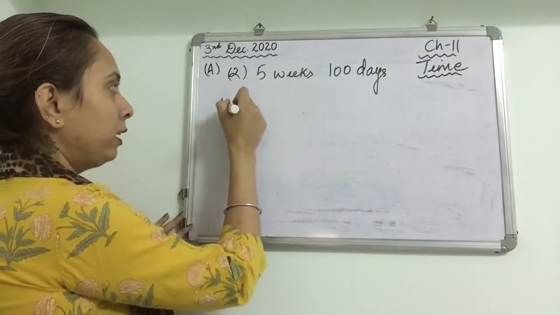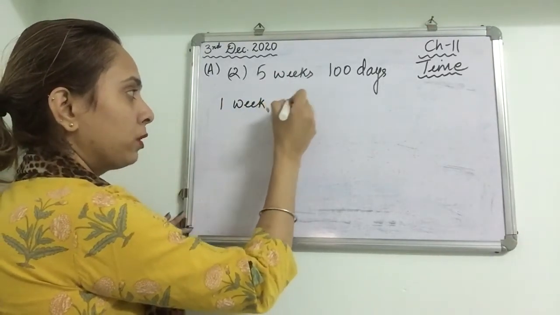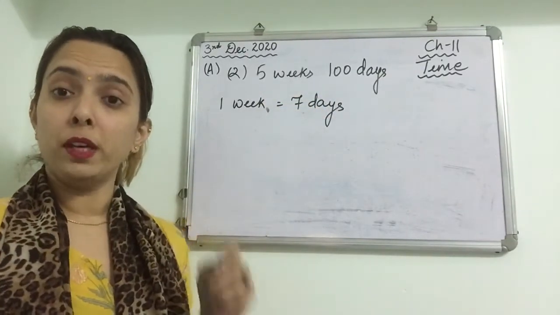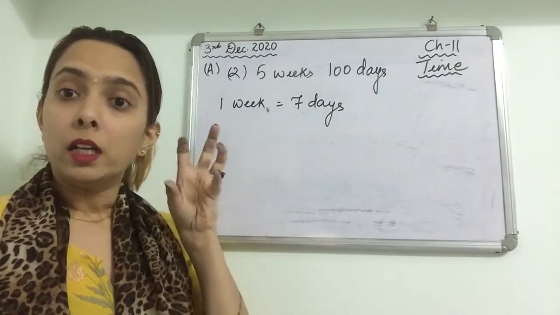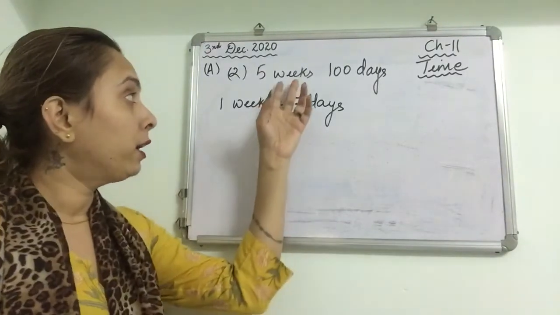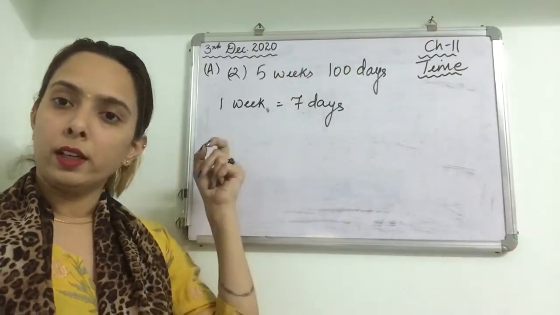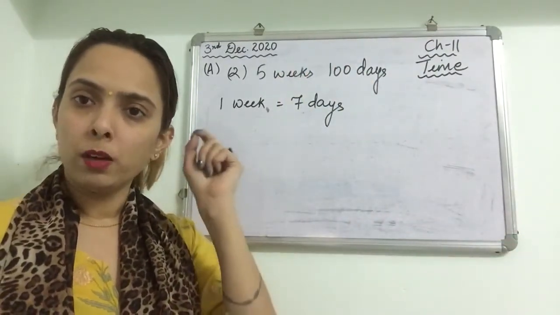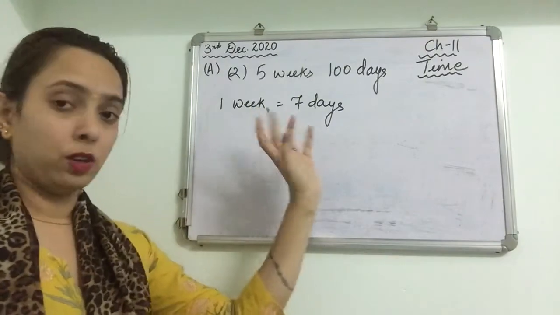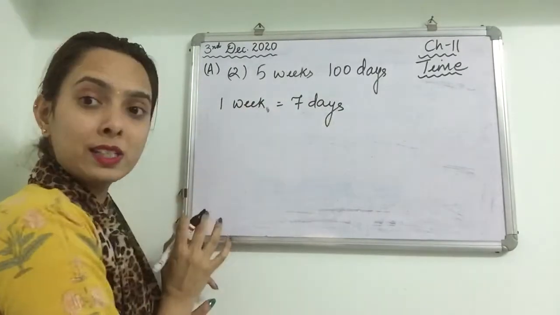So again, 1 week is equals to, students, you have to be very careful while recognizing your question, that which conversion you have to follow. Here the question is written to us in weeks and you have to find out the answer in days. So it should click in your mind at that time that you have to follow that conversion which is in between weeks and days. So 1 week is equals to 7 days.